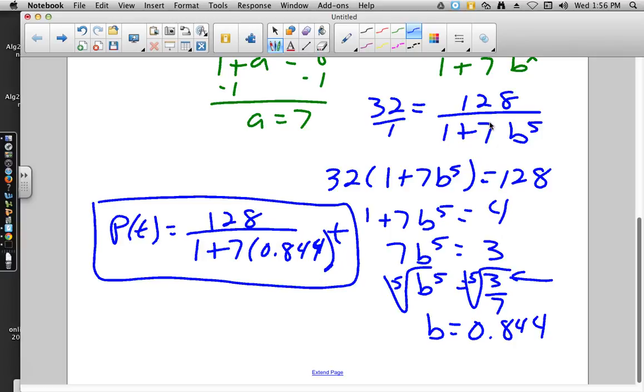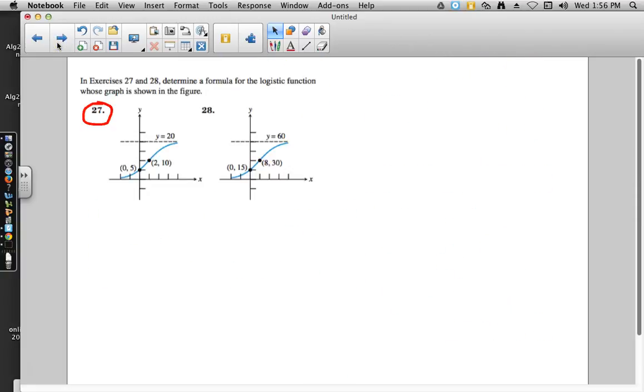So that would be a problem where we would want to see it both with the decimal equivalent as an approximation, and then we'd want to see it exact. And that's number 27. So for number 27, I can see that my asymptotes are at 0 and at 20, and that 20, that's my upper limit. That's that limit for the population, the sustainable limit for growth. That is C. And I want to start this the same way I did the last one, where I'm thinking ahead to, I don't know what this is.